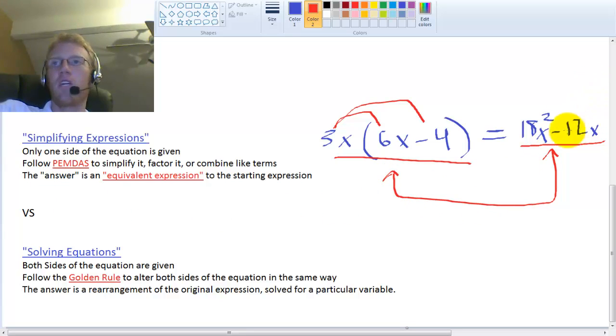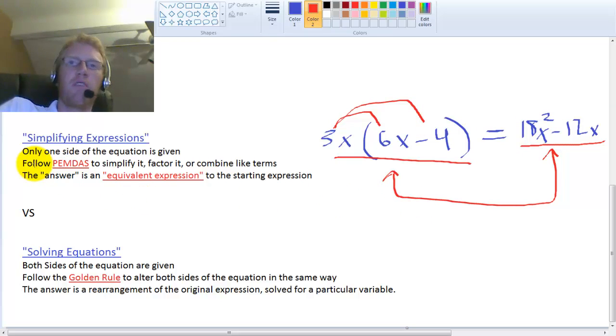So the answer, whatever you're getting over here, what we're saying is your answer is a simplified version of whatever your starting problem was. And these two things are equivalent expressions. This should be equal to this. Hence the equal sign. That's what equal sign means. It means the two things on the left and the right are equivalent algebraic expressions.